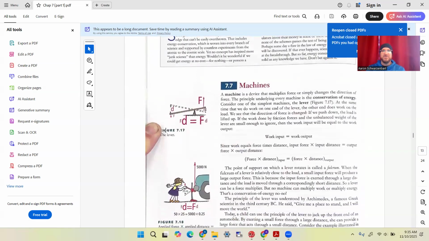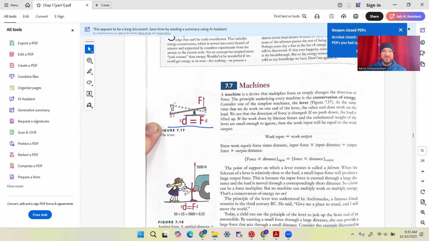One thing that's very important is simple machines. Machines are a way of reducing the force, but they do not reduce the work. Here we've got an example of the lever, the lever and fulcrum here.